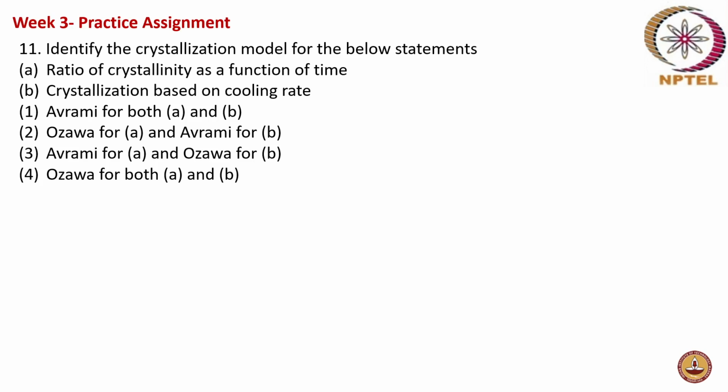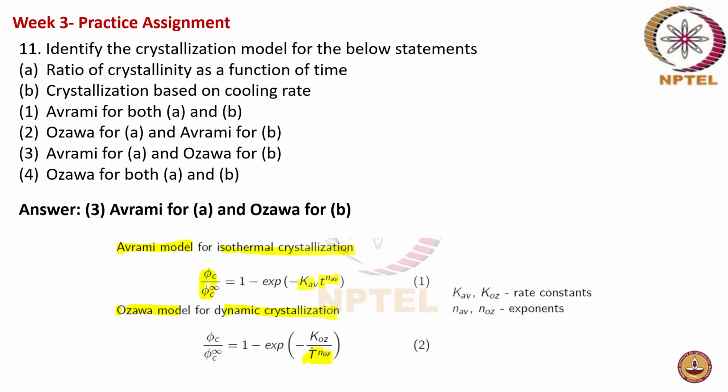Option 3, Avrami for A and Ozawa for B. Okay, you are right, so it is option 3. Yes, the ratio of crystallinity as a function of time is described in the Avrami model, and crystallization based on cooling rate is described in the Ozawa model. The Ozawa model is in fact based on dynamic crystallization, right? So this is how it is.